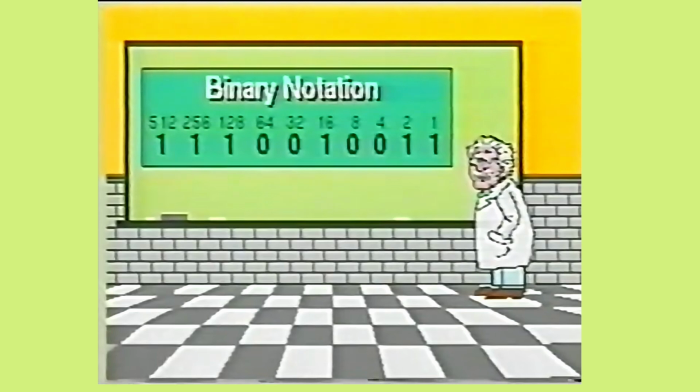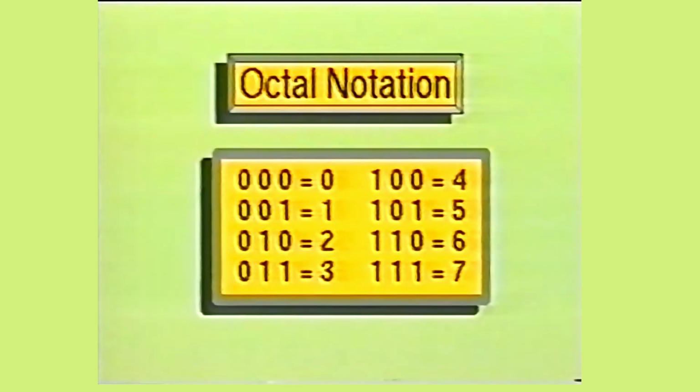It is very easy to make mistakes in addresses and information when using binary notation due to the large number of digits required to express a given quantity. Therefore, some computer systems make use of a notation called octal notation. In octal notation, a group of 3 bits is represented by a single digit. The octal system contains 8 digits, 0 through 7.